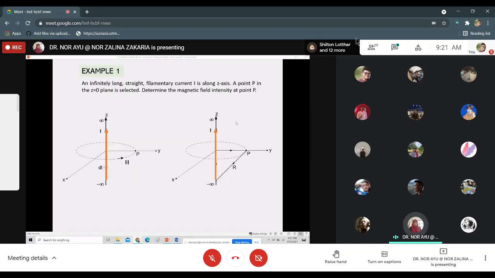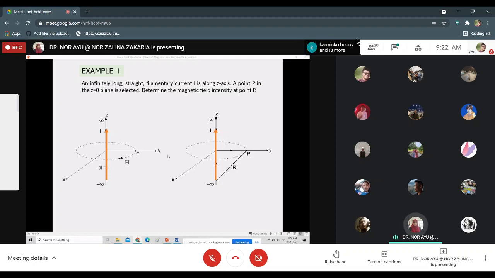Alright, so this is kita sampai dia punya part of calculations. So let's say example 1, we have this infinite long straight filamentary current I along the z-axis, this orange color. A point P in the z equals 0 plane is selected. Determine the magnetic field intensity at point P. So you need to find the magnetic field intensity at point P.